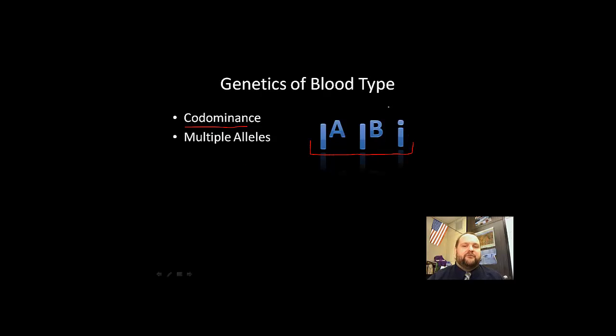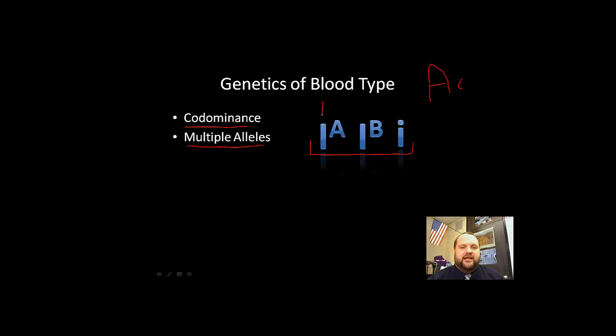Normally we just have big A, little a, right? That's two. Anytime we have more than two, in this case we have three, it's called multiple alleles. So the genetics of blood type have a lot going on here. They're codominant and they're multiple alleles. And what combination of these you get determines what blood type.